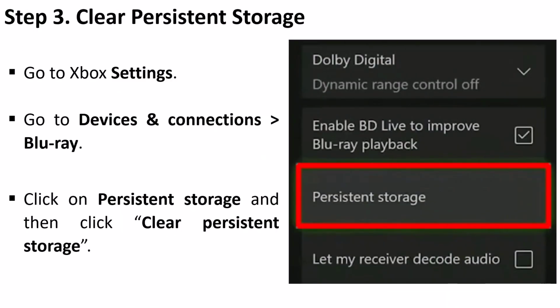Step 3. Clear persistent storage. Go to Xbox settings, go to Devices and Connections, Blu-ray. Click on persistent storage and then click on clear persistent storage. Now if you don't see these features in your Xbox consoles, then skip this step.